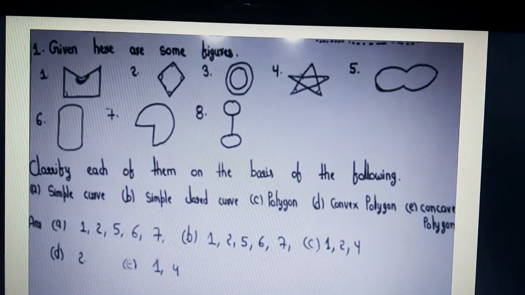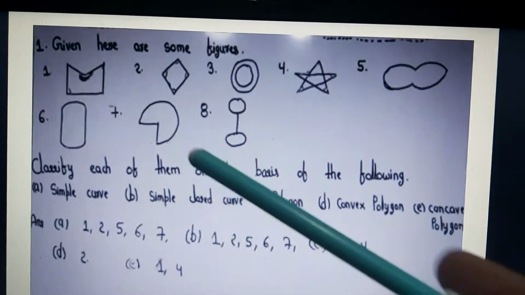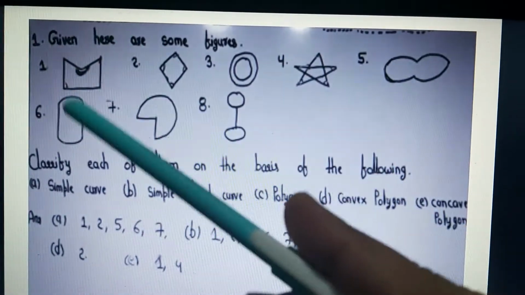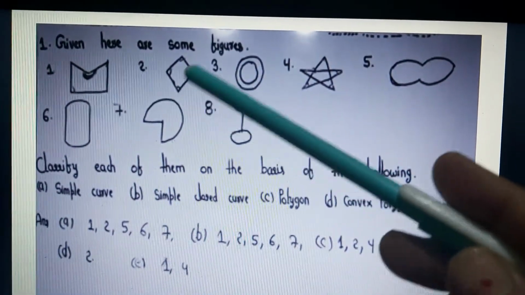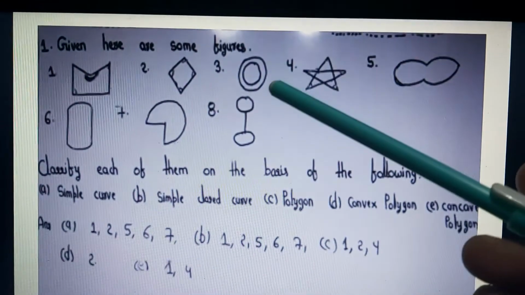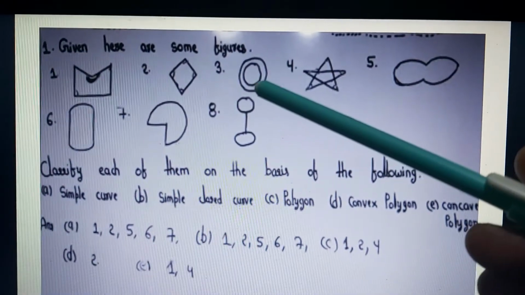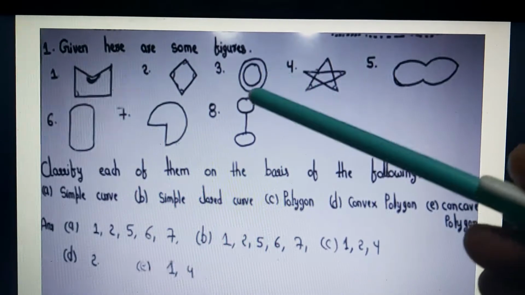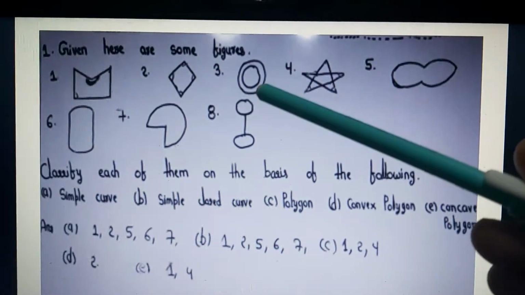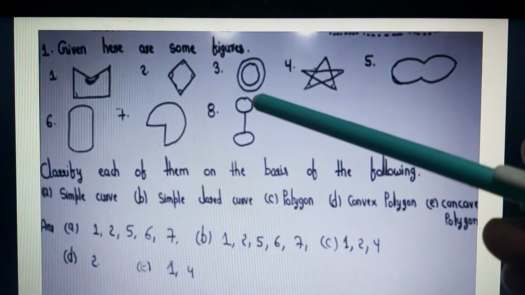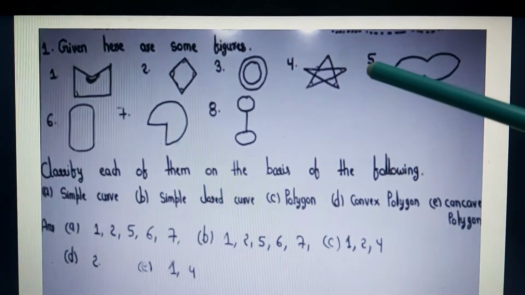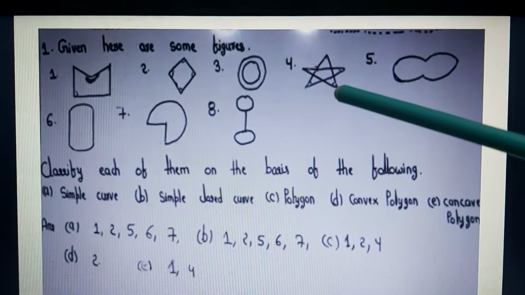First one, it's a closed figure and it is made by line segments. And second also is a closed figure made by line segments. Third is not a closed figure and it is not made by line segments, and two circles are there, so it is not a simple curve. Fourth one is also not a closed curve.